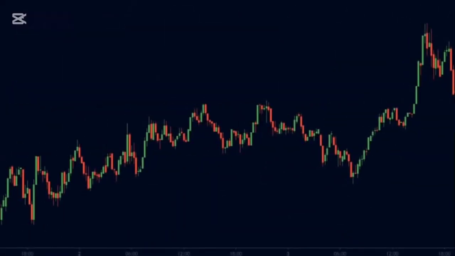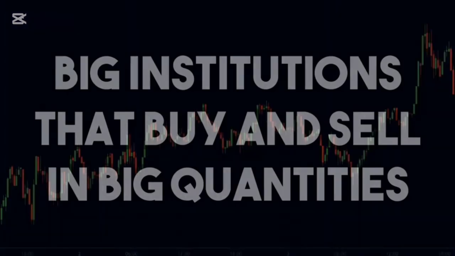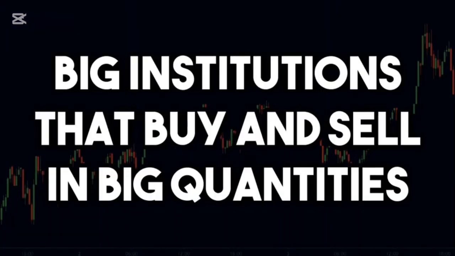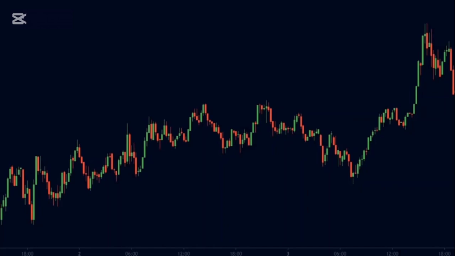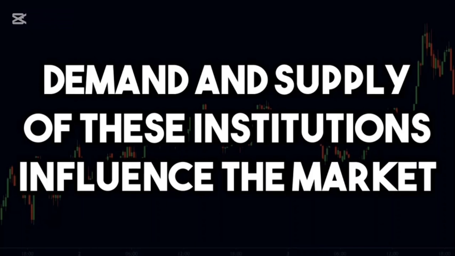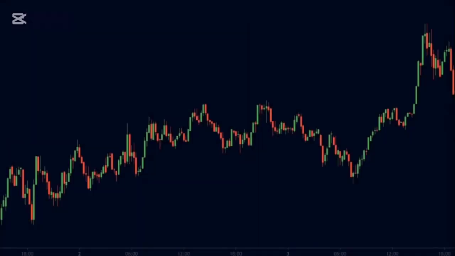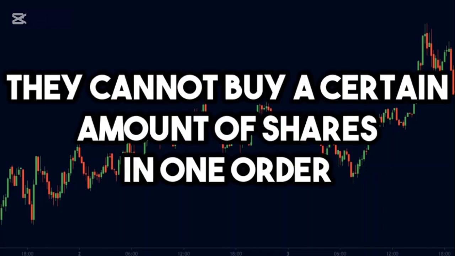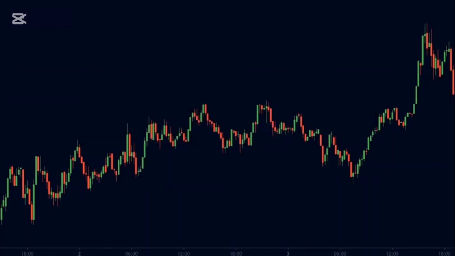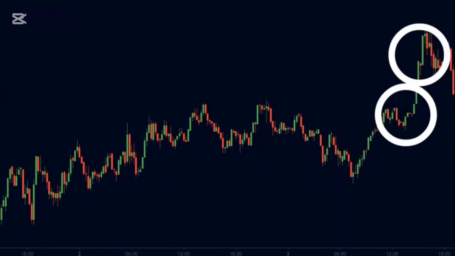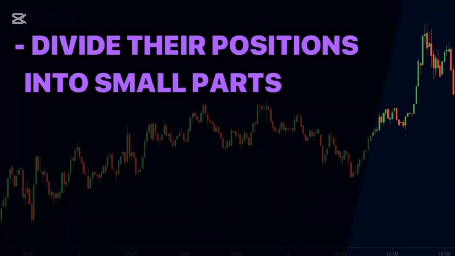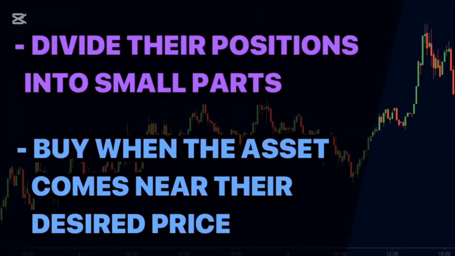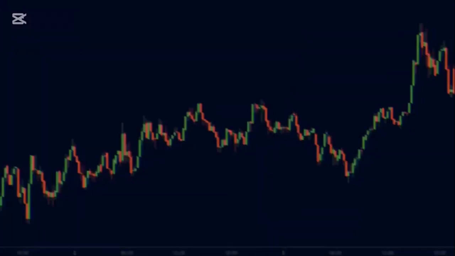When we talk about supply and demand, we are essentially talking about the big institutions that buy and sell in huge quantities. We as small retail traders do not influence the market. It is the demand and supply dynamics of these big institutions that influence the market. The problem for them is, they cannot buy a certain amount of shares in one single order. If they do so, the price of the asset would skyrocket and their orders will get filled at a very expensive price. Hence, they divide their positions into small parts and buy when the asset comes near their desired price.